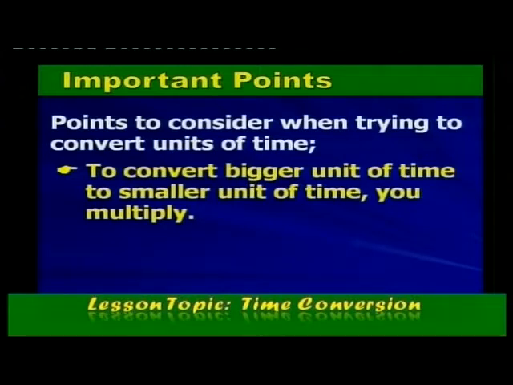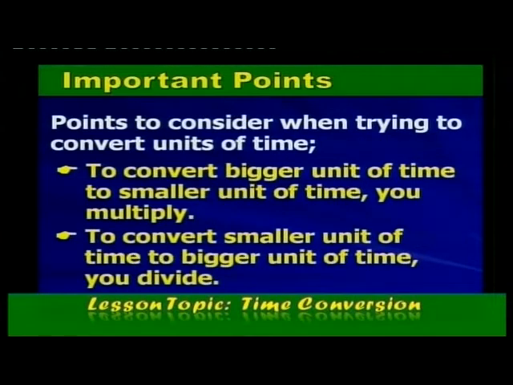To convert a bigger unit of time to a smaller unit of time, you multiply. You should now know which unit of time is a smaller unit and which unit of time is a bigger unit. Remember, smaller units make a bigger unit of time. To convert a smaller unit of time to a bigger unit of time, you divide. So I'd like you to copy those 2 points into your books.